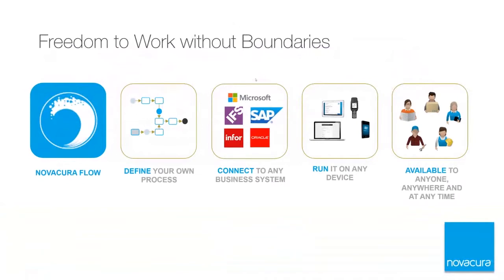Once that layer is added as Novacura Flow, this is what our customers are now able to do. They're able to define their own process. They're able to connect to any system. It's not uncommon for us to come across a customer who has, let's say, IFS and SAP on the landscape. They've got IFS for work order, but for whatever reason, the HR component still lives in SAP. So in those cases, I might have to connect to the SAP system for certain pieces of data and IFS for the rest. So that's what I mean by connect to any business system.